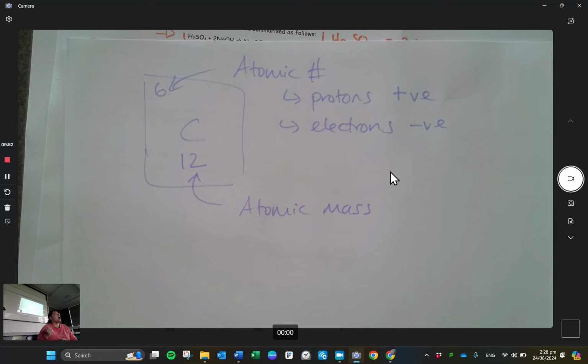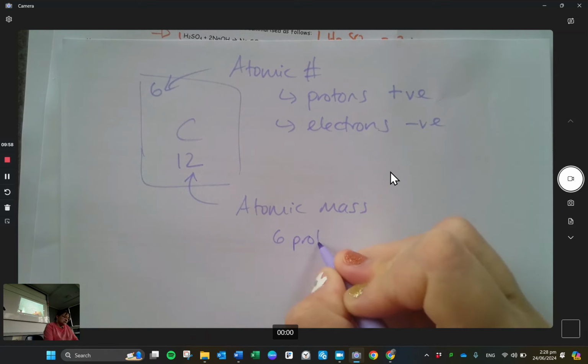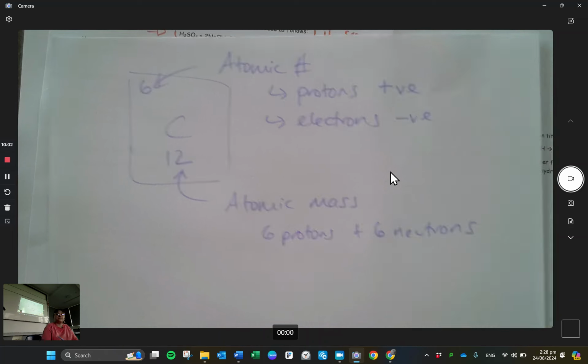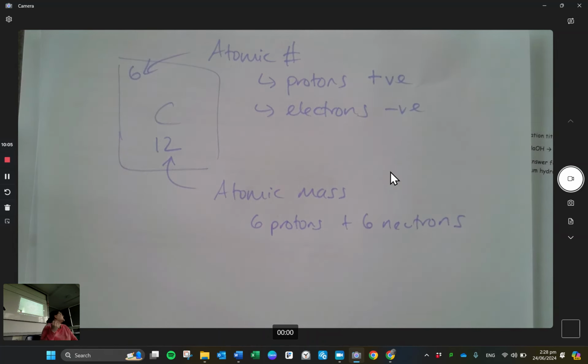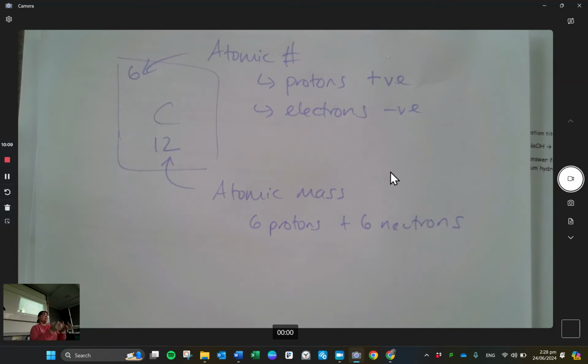And that's talking about how big that atom is. So in this case, with the number 12, it tells me that I have 6 protons plus 6 neutrons, because that's how I add up to 12. Basically, I just did 12, I subtracted 6 to figure out my neutron number. So this is my mass. This tells me how big and how heavy my atom is. Are we good so far?